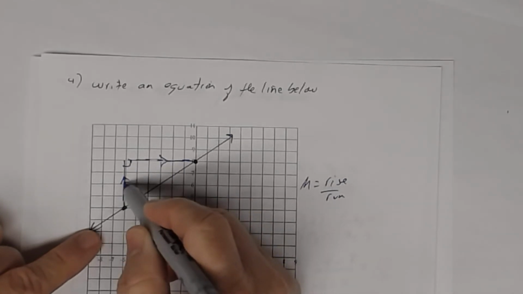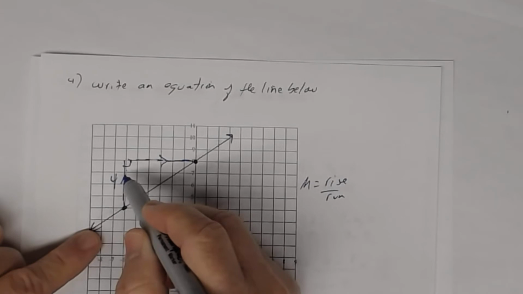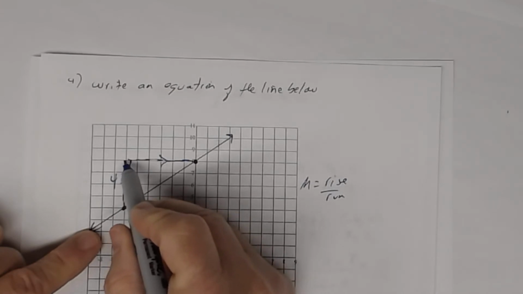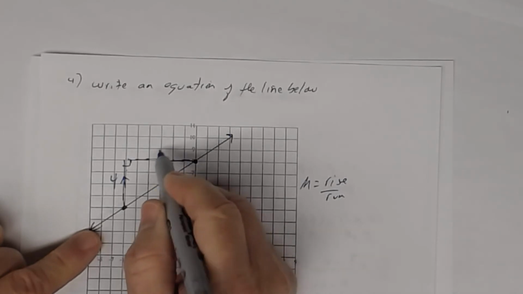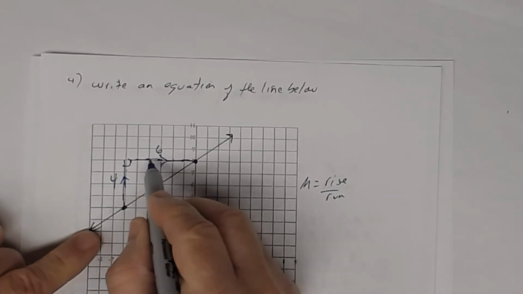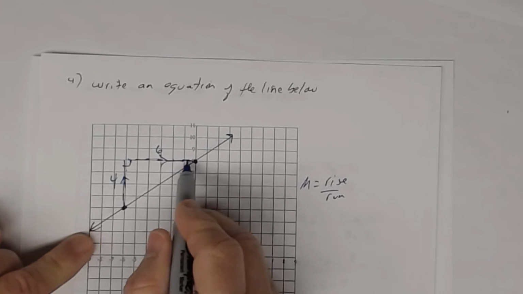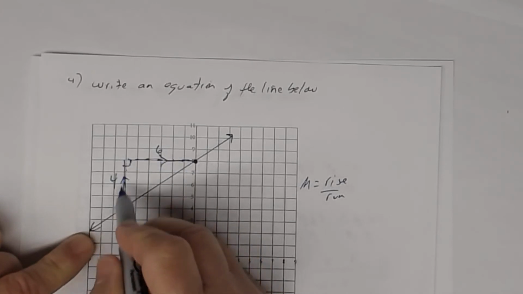So 1, 2, 3, 4. So that's a positive 4 because I went up. And then I'm going to the right. So from here, I go 1, 2, 3, 4, 5, 6. It's like counting the steps. 6 is positive because I went to the right. If you had gone the other path, that would be negative, negative.